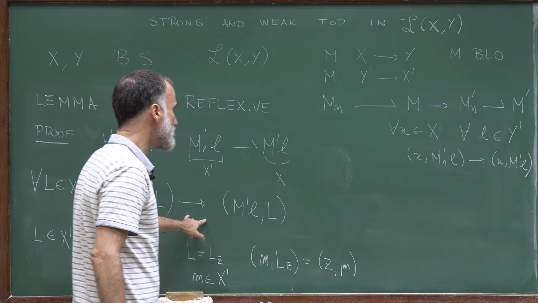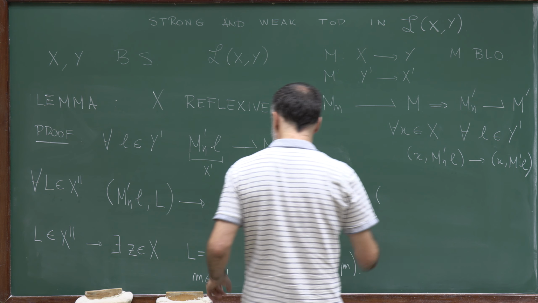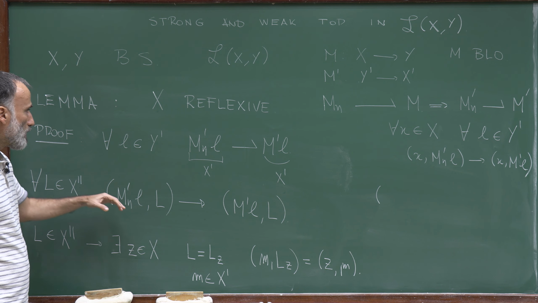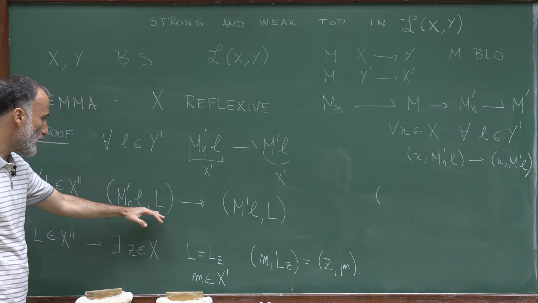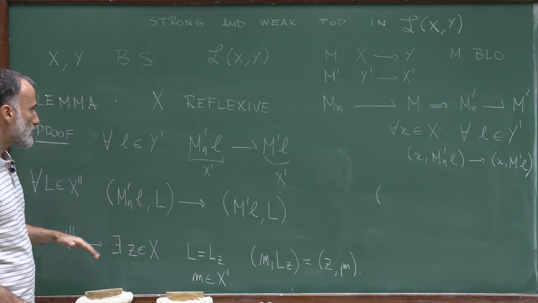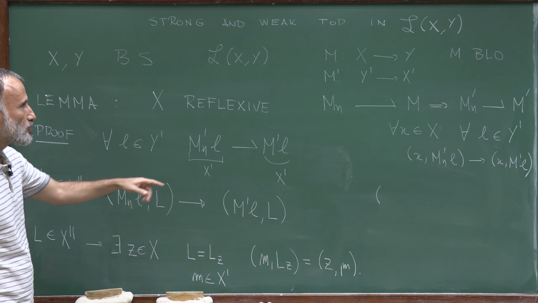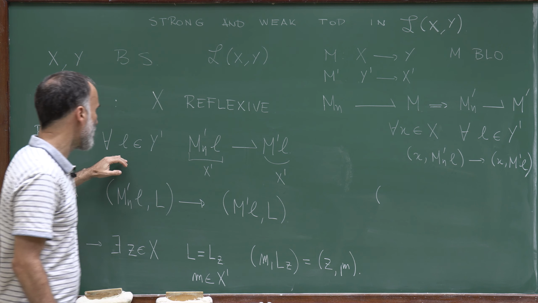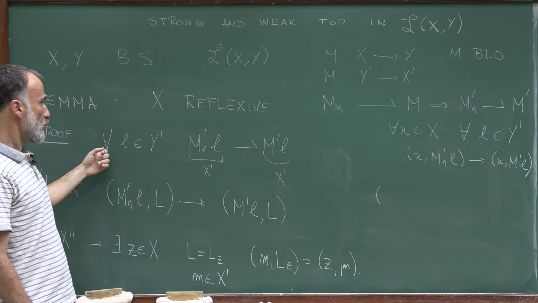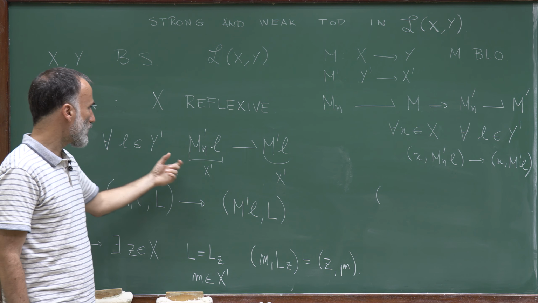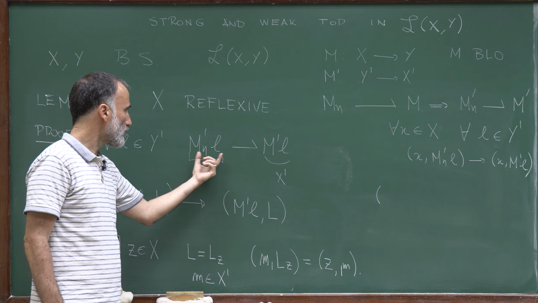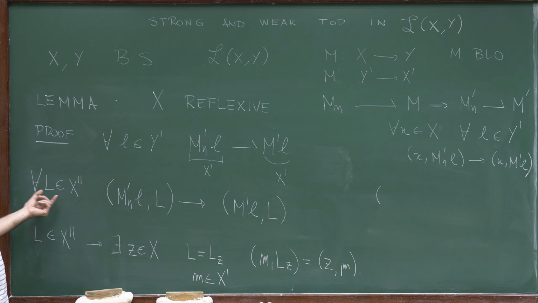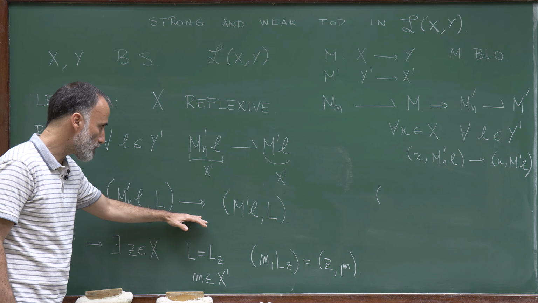So this is saying that, so I'll just replace, so this is what we need to prove, but now I'm using the fact, right? So let me recall what we are trying to prove. We are trying to prove that Mn prime converges to M prime. To prove that Mn prime converges to M prime, we have to show that for all L in Y prime, Mn prime L converges weakly to M prime L. But to prove that, we have to show that for all L in X double prime, we have this convergence.